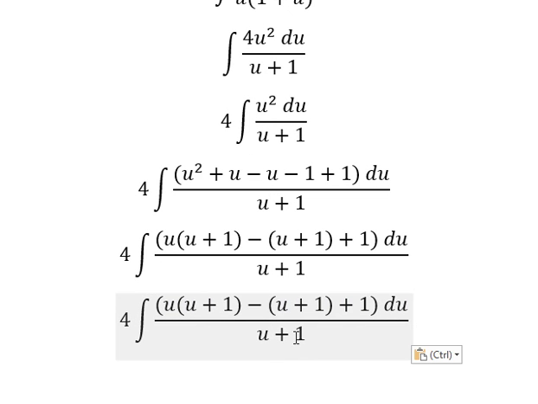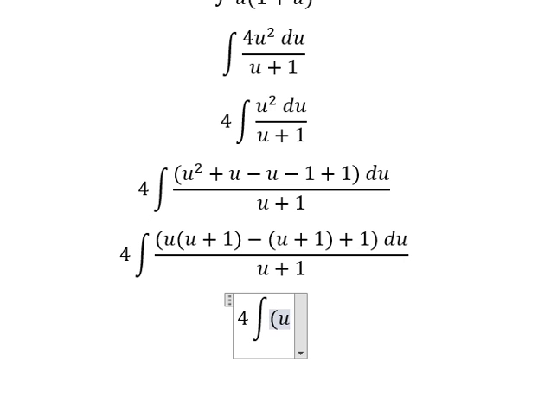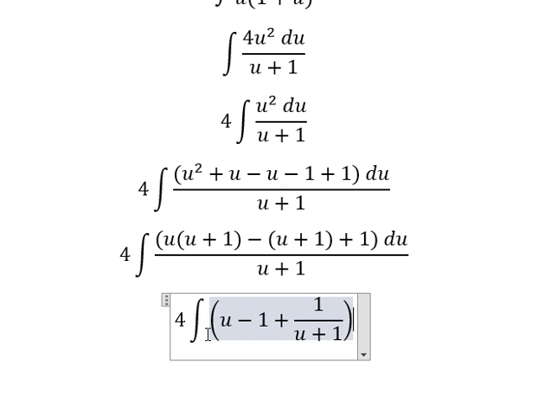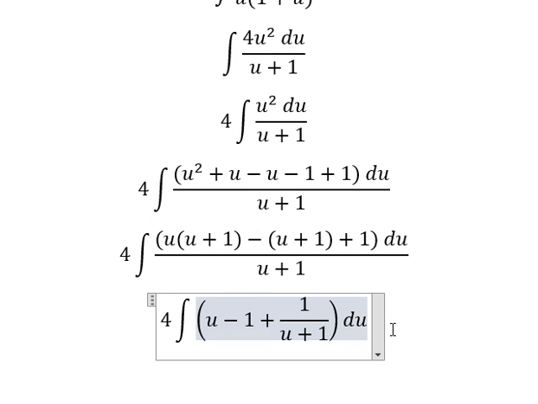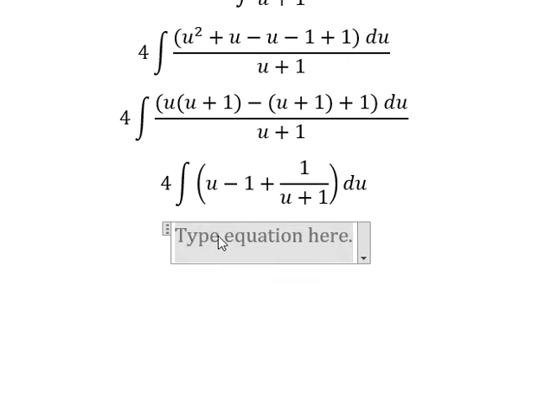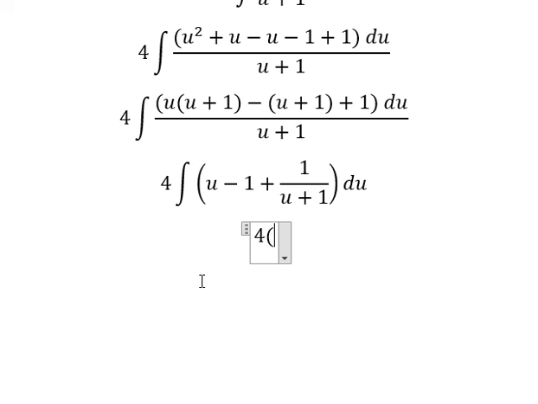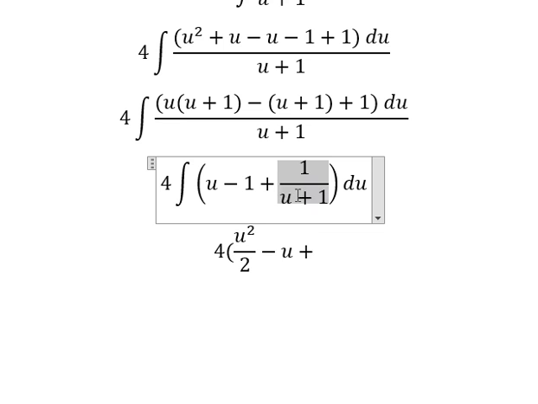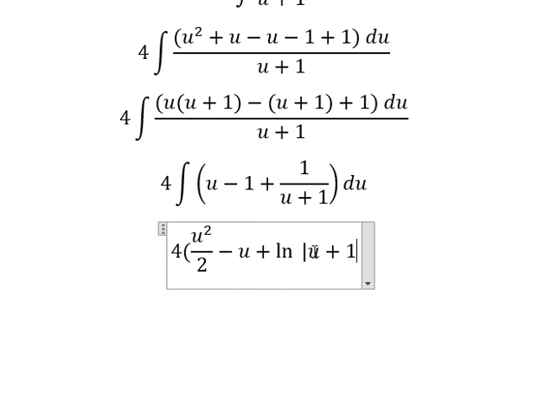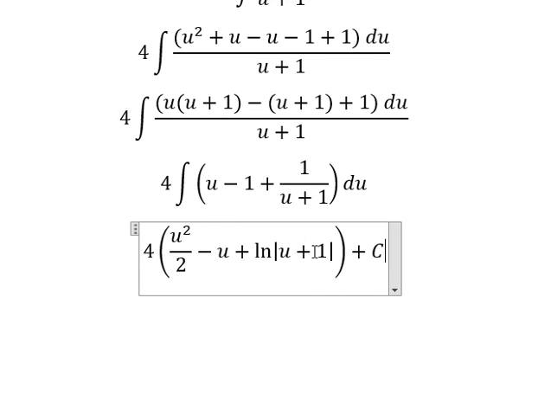So this one divided by this one divided by this one. So we have u minus 1 plus 1 over u plus 1. And we put the u in here. The integration of u, we have u square over 2. About number 1, we have u. About this one, we have ln of the absolute value of u plus 1. And we put c in here.